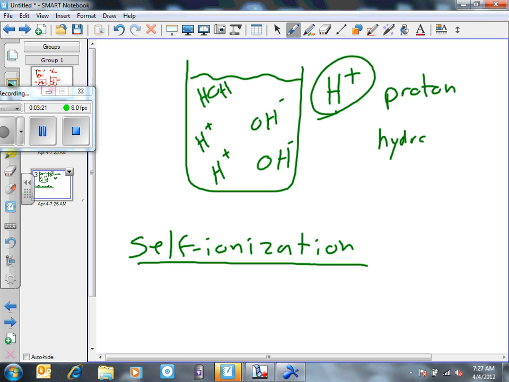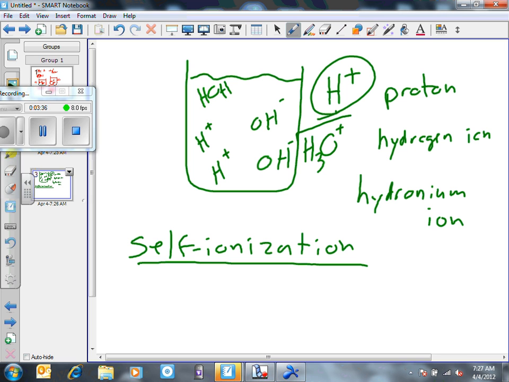Hydrogen ion is another. And then the hydronium ion is really another form of this, because what happens in water is this gets attached to an H2O particle, making this H3O particle, which is called the hydronium ion. All three of these names will really mean the same thing for this chapter.